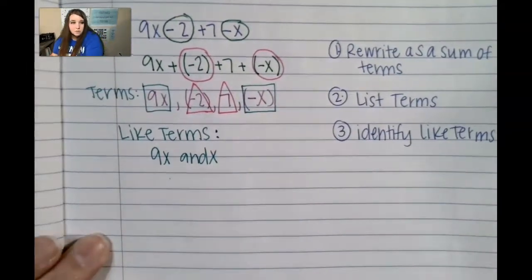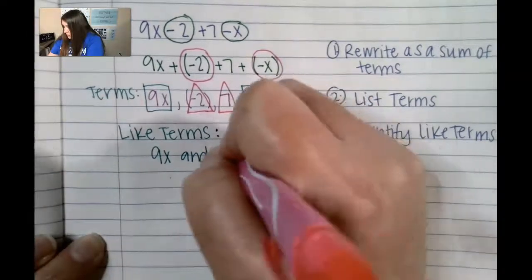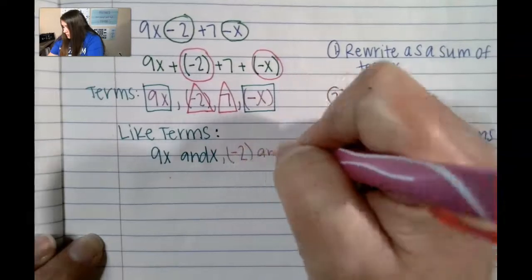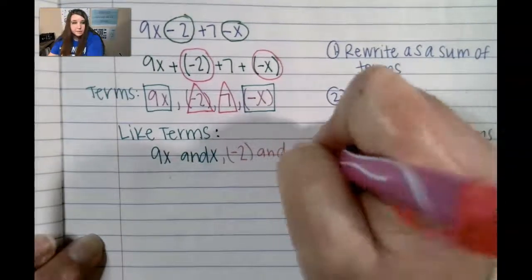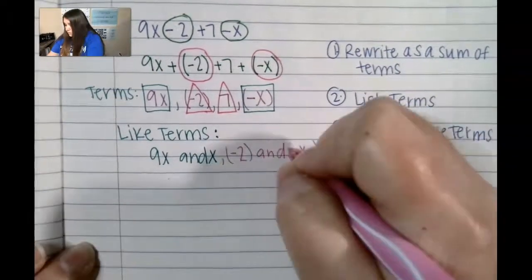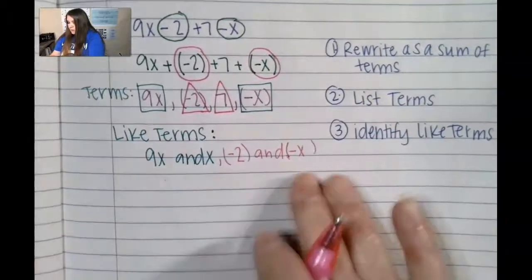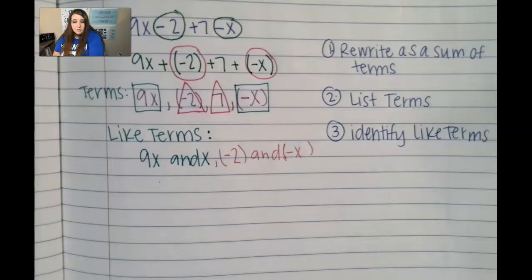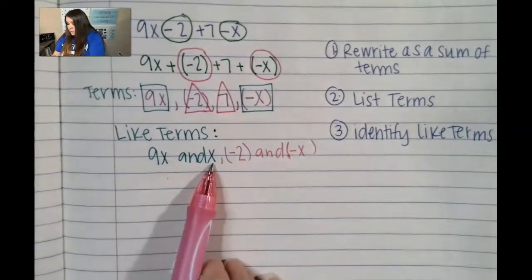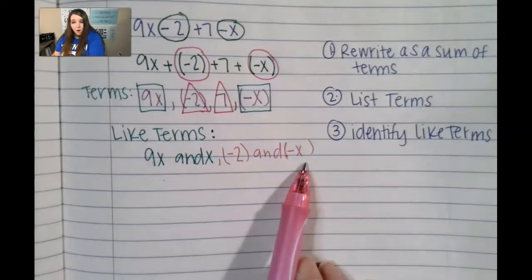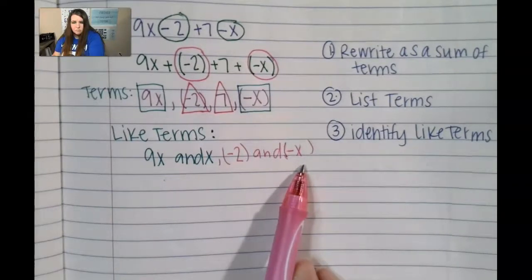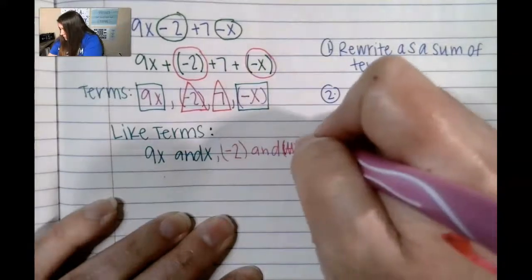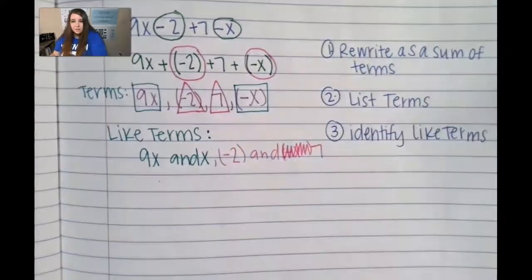So our also like terms are -2 and... And you don't need to keep putting parentheses around these. You can just write them because we're just listing. Okay, so notice we have the ones with the x's, and then we have our constants. These are, I meant 7. Why did I put -x? I am so sorry. -2 and 7. I hope that didn't confuse you.